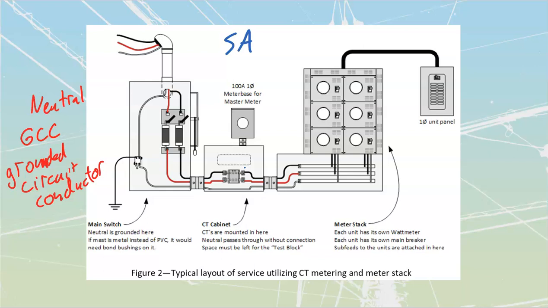It's going to be called the test block. We're going to cover what that is later on, but the test block is going to be where they're going to take connections from all of the CTs, all of the voltage, stuff like that. They're going to put them into a switching device, and that switching device then feeds up to the meter. There is going to be a 100 amp meter base that needs to be placed inside of here.